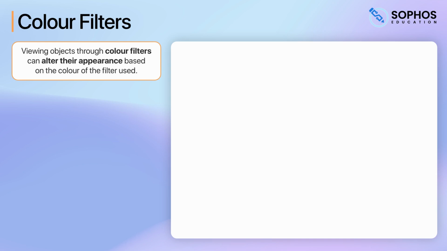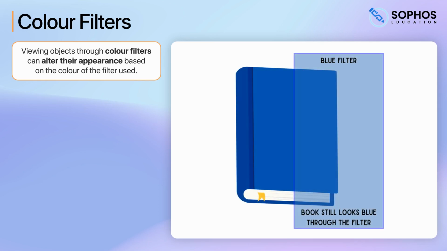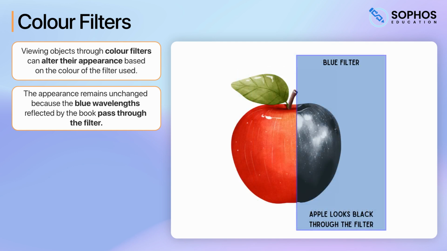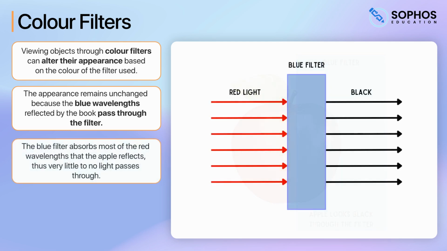Viewing objects through colour filters can alter their appearance based on the colour of the filter used. This happens because the light reflected from the object interacts with the filter. For instance, if you view a blue book through a blue filter, the appearance remains unchanged because the blue wavelengths reflected by the book pass through the filter. However, if you view a red apple through a blue filter, the apple appears black. Why? Because the blue filter absorbs most of the red wavelengths that the apple reflects, thus very little to no light passes through. Hence, the apple looks black in colour.